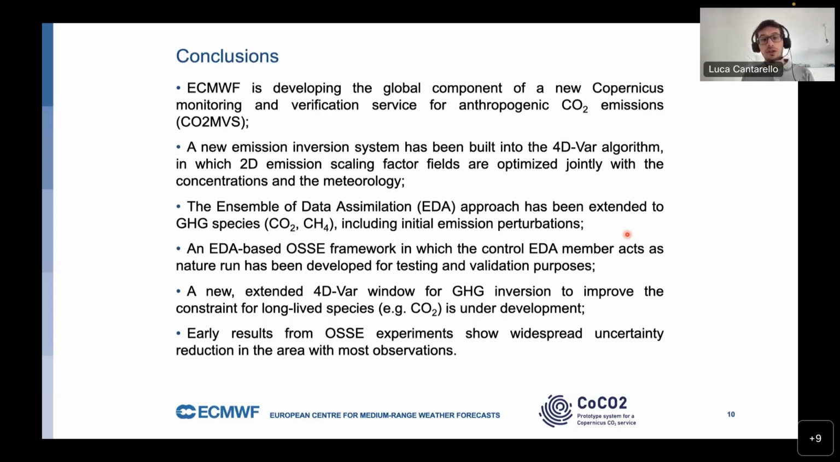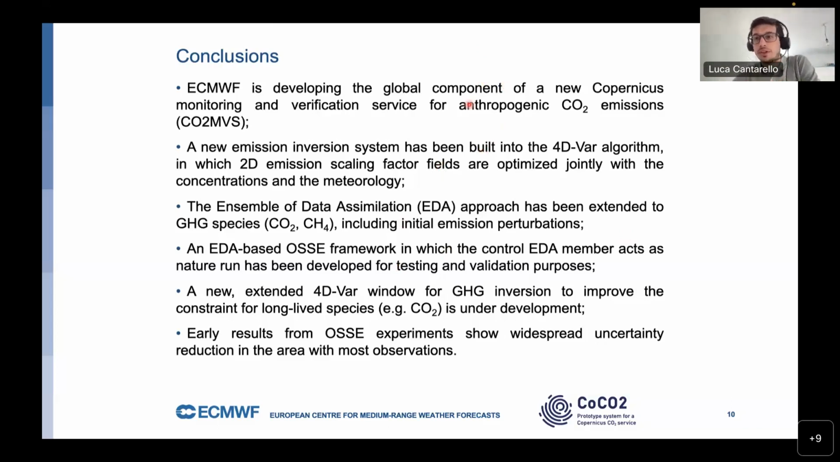And we are working on an extended 4D-Var window for GHG so that we can improve the constraint for long-lived species like CO2. And we have run some early results, and I hope we will be able to show much more in Bologna in October because we have submitted a couple of abstracts there. So thank you for your attention.